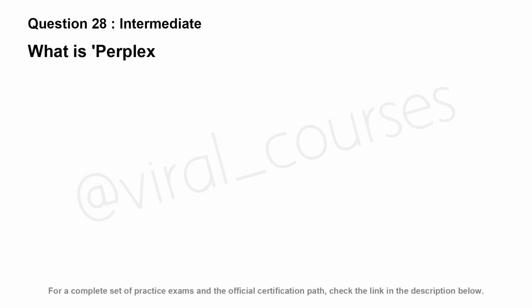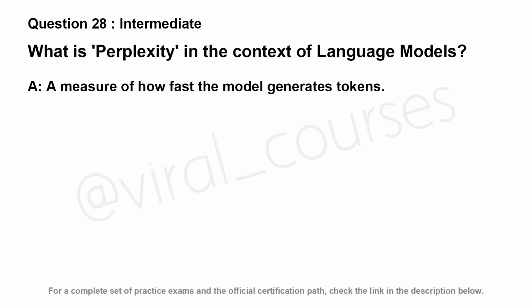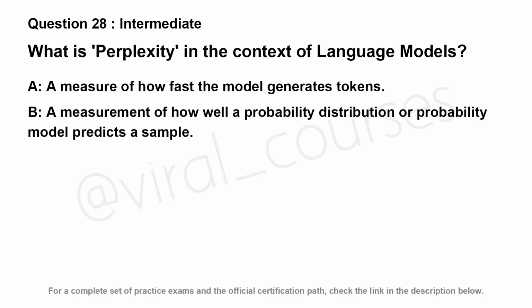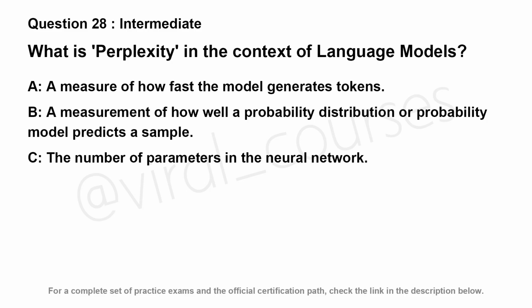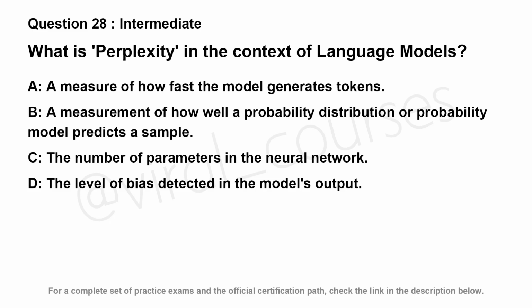What is perplexity in the context of language models? Option A. A measure of how fast the model generates tokens. Option B. A measurement of how well a probability distribution or probability model predicts a sample. Option C. The number of parameters in the neural network. Option D. The level of bias detected in the model's output.